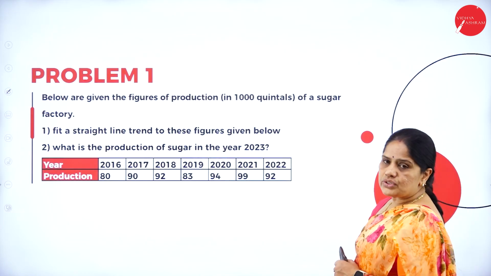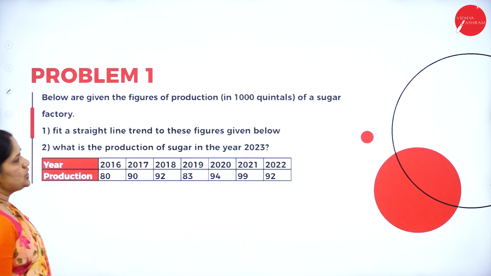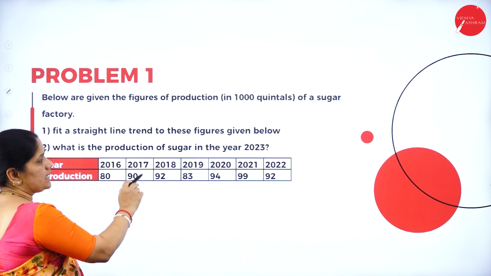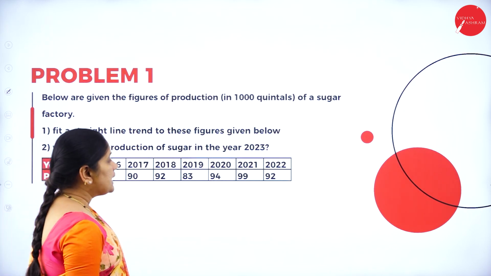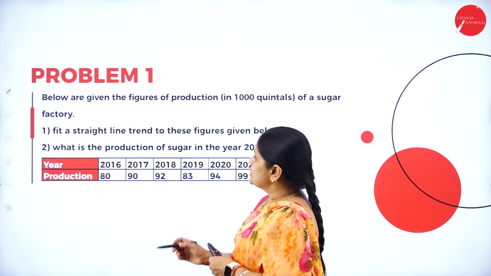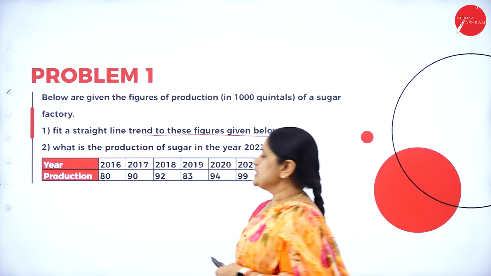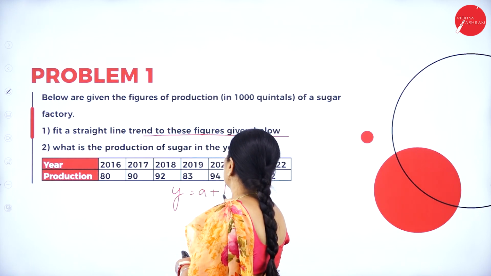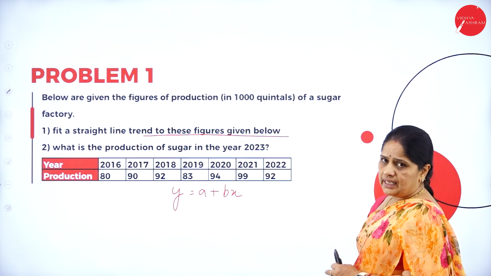Now let us work out a problem on this. Below are given the figures of production in 1000 quintals of a sugar factory. Fit a straight line trend to these figures given below. What is the production of sugar in the year 2023? Whenever they ask the question, fit a straight line trend to these figures, the equation to fit a straight line trend is y equals a plus bx. So this is the straight line equation.